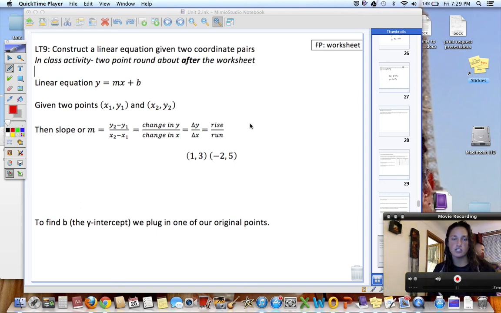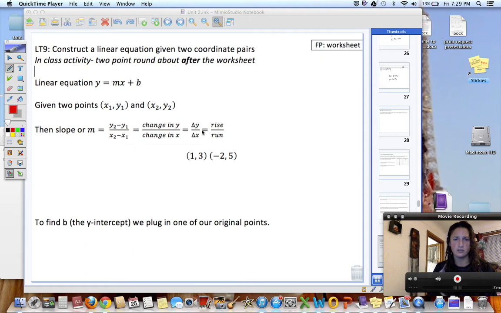Okay, so this is learning target 9, construct a linear equation given 2 coordinate points. So we start off with our linear equation. We know that that's y equals mx plus b. And this is when we're given any 2 points, x1, y1, x2, y2. So our slope is then the change in y's over the change in x.